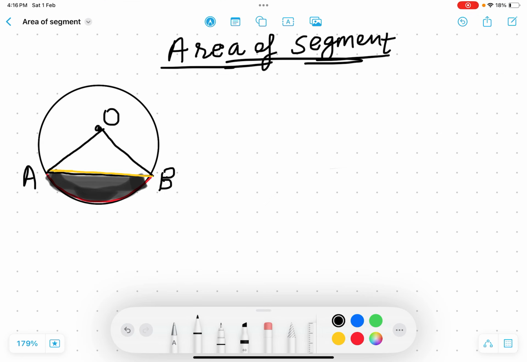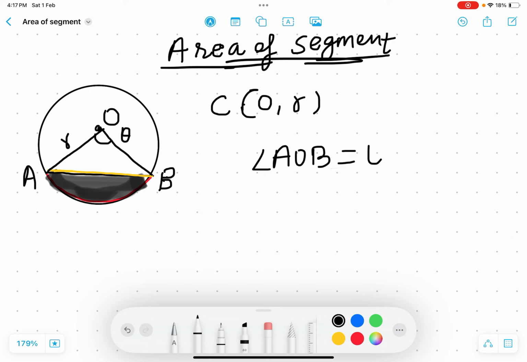So let's assume the radius of the circle as R. We can name this circle as the circle with center O and radius R. Let the angle made by the arc AB at the center of the circle be theta degree. So angle AOB is equal to theta degree.